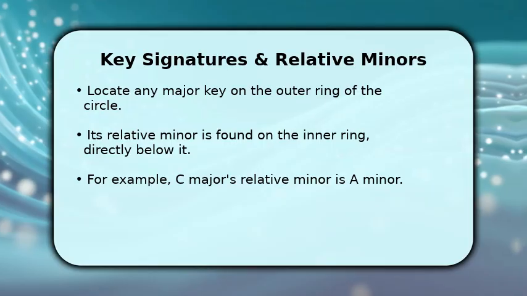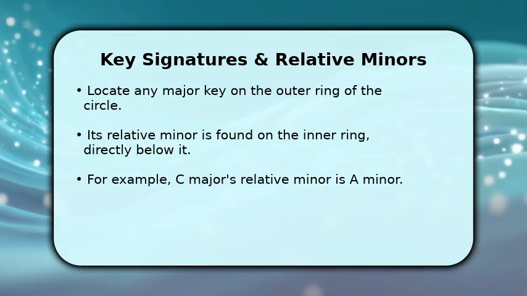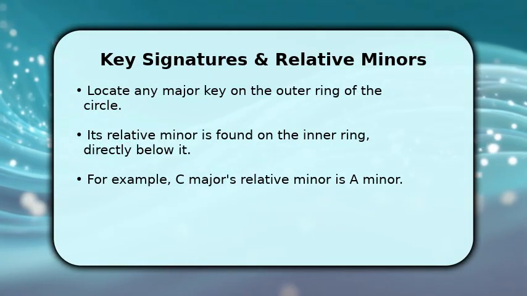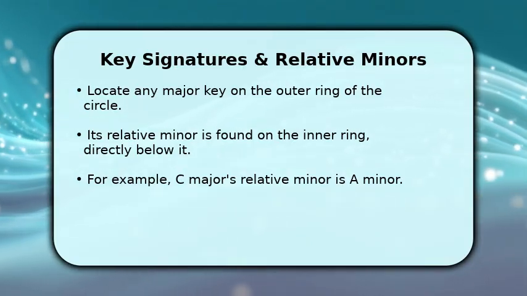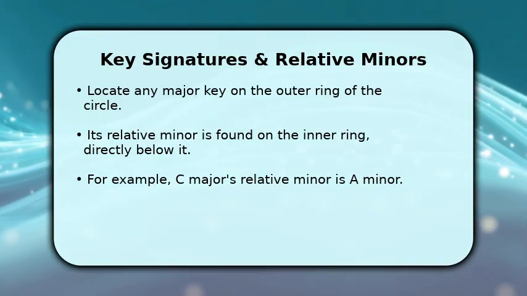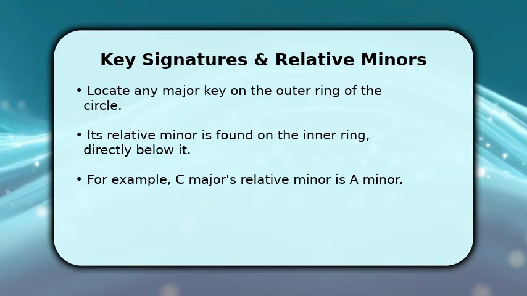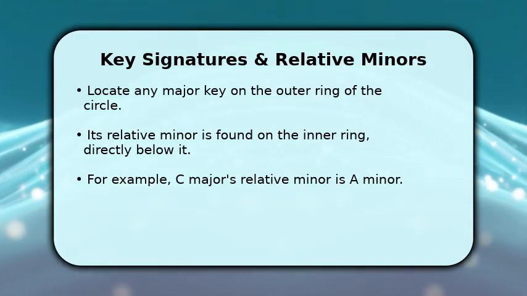To find any major key, locate it on the outer ring. Its corresponding relative minor key is always found directly on the inner ring, just below the major key. For instance, C major's relative minor is A minor, and G major's relative minor is E minor. This visual aid quickly helps you identify the correct number of sharps or flats for any given key.